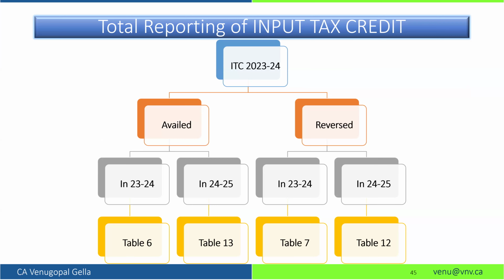Here comes the issues. In terms of the reporting, the expectation is availed in 23-24 goes to table 6, availed in 24-25 goes to table 13. Reversed in 23-24 goes to 7, reversed in 24-25 goes to 12. 13 and 12 are only an information, doesn't participate anywhere in computation. 6 and 7 participate in the computation. First and fundamental question that comes is, what is ITC of 23-24? When you are saying ITC of 23-24, what does the ITC mean?